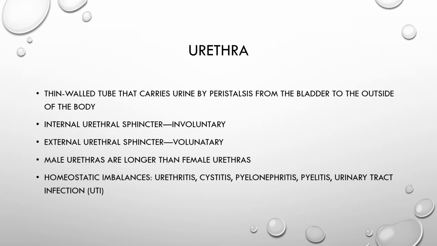In women, the urethra is considerably shorter, only about 1.5 inches long. An external orifice or opening lies anteriorly to the vaginal opening. Its only function is to conduct urine from the bladder to the body exterior. And some of the homeostatic imbalances here.